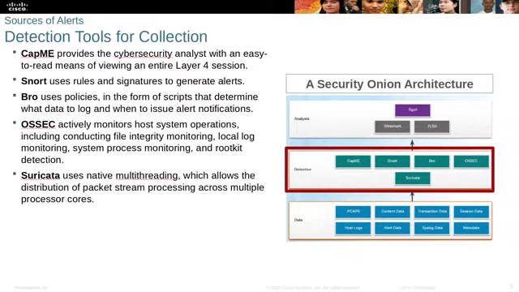OSSEC. OSSEC is a host-based intrusion detection system. This is integrated into the Security Onion. It actively monitors host system operations, including conducting file integrity monitoring, local log monitoring, system process monitoring, and rootkit detection. OSSEC alerts and log data are available to Sguil and ELSA. OSSEC requires an agent to be running on the Windows computers in the network.